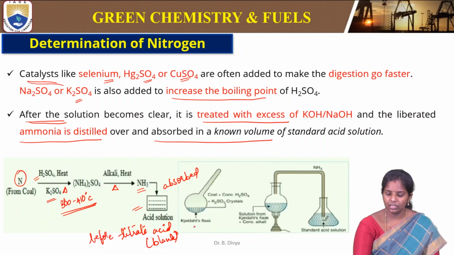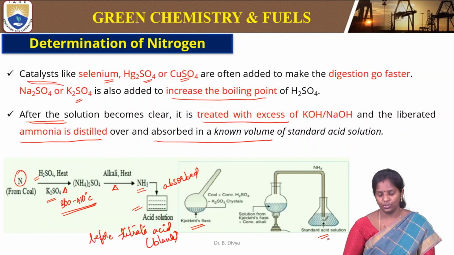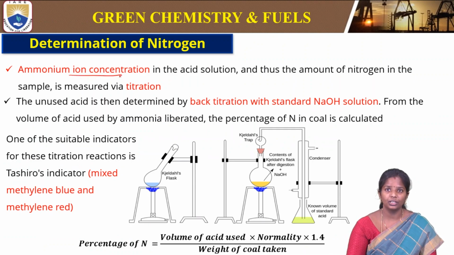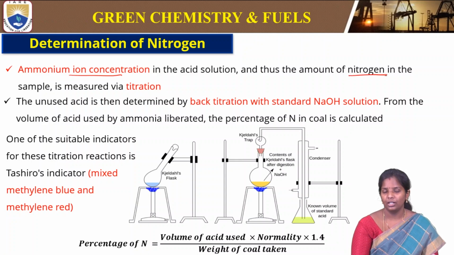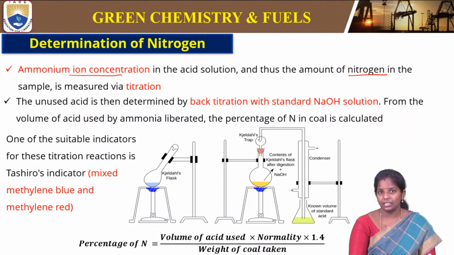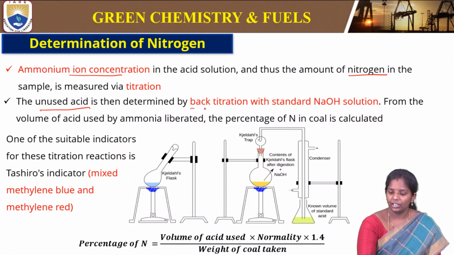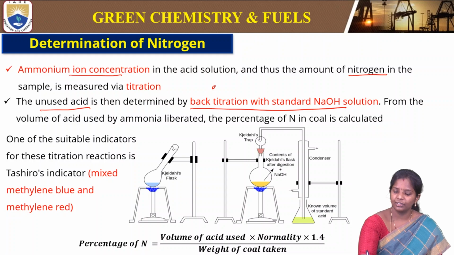This is the Kjeldahl flask in which we are reacting, and this is the schematic showing the absorption of ammonia into the acid solution. The ammonium ion concentration in the acid solution, and thus the amount of nitrogen in the sample, is measured by titration. So how are we going to ultimately estimate it? It is just a simple titration method. Unused acid is then determined by back titration with standard NaOH. Like we are using acid for absorption.